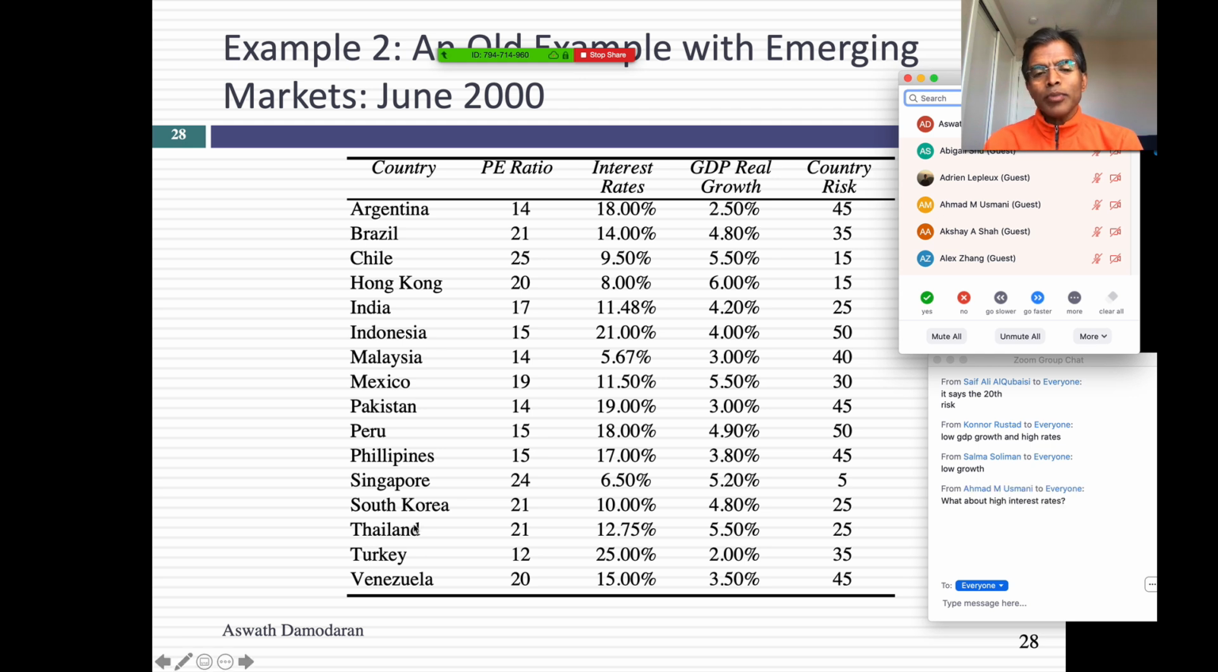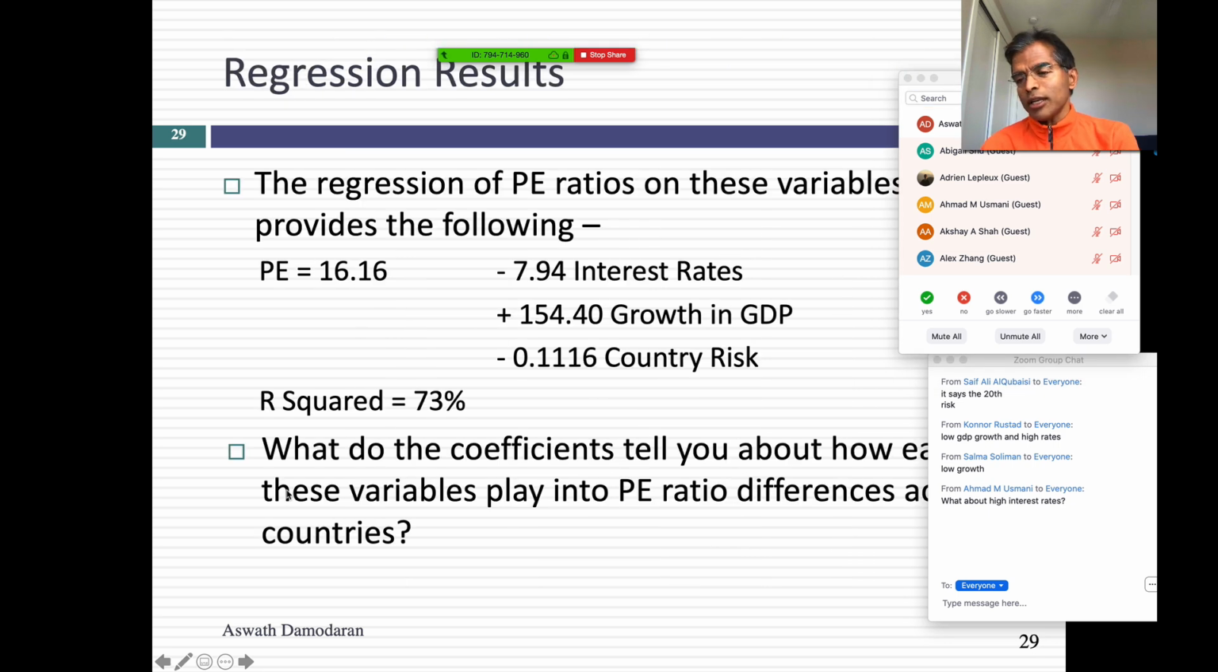So I'm going to go back to my statistics class and draw on a technique for controlling for differences. In statistics, you often have a dependent variable you're trying to explain. In this case, it's the PE ratio. And there are three things that worry me here. One is the level of interest rates. If interest rates go up, the PE ratio should go down. The second is growth in GDP. The higher that number is, the higher the PE ratio should be. And finally, if risk is high, the PE ratio should be low.